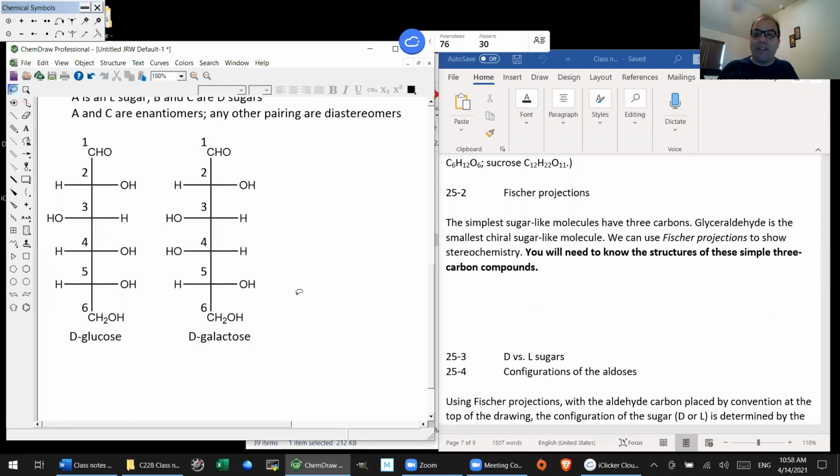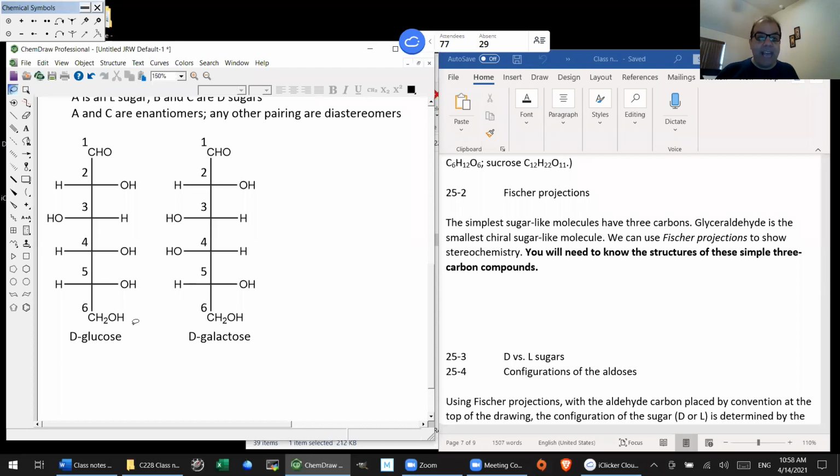It's no longer right, left, right, right. So L-glucose, rather than right, left, right, right, would be left, right, left, left. So that's going to be the enantiomer of D-glucose. So when you go from a D sugar to the L sugar, you're always going to get its enantiomer, always, no exceptions.